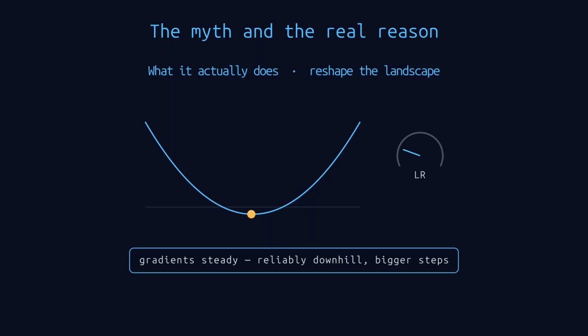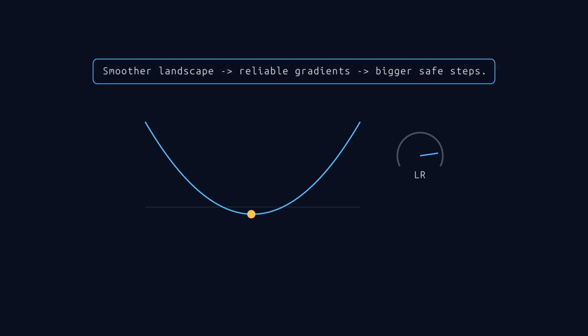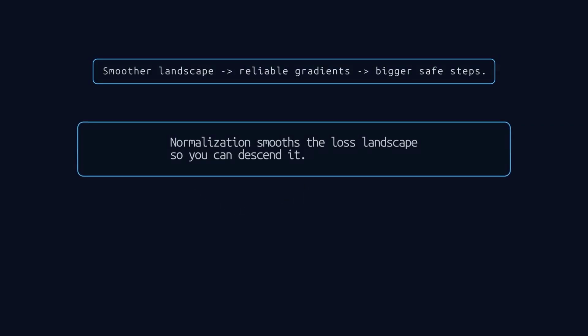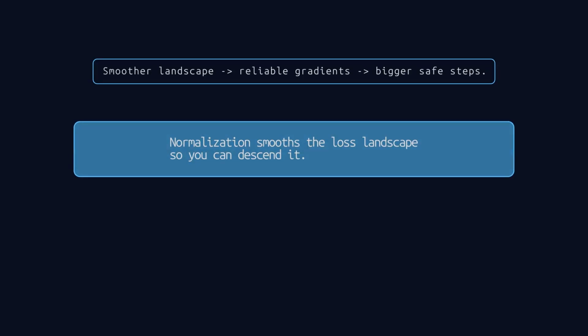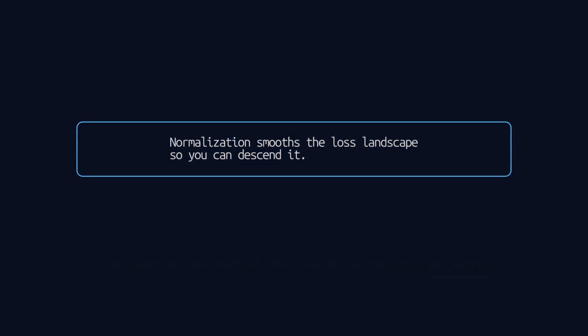That's the spine of this whole video. Normalization smooths the loss landscape so you can descend it, not matching distributions, controlling scale so the surface stays descendable. Every variant we will look at is just a different answer to one question. How much of the signal scale do we control and where?